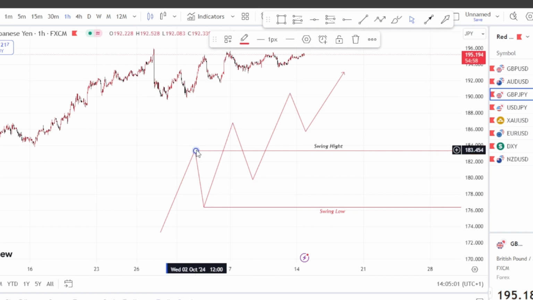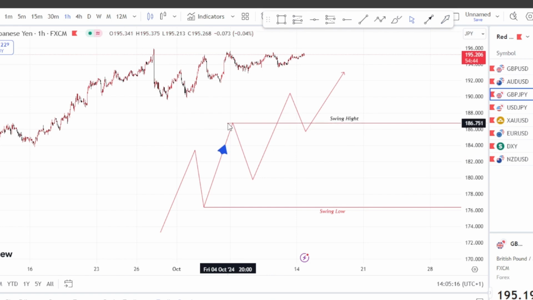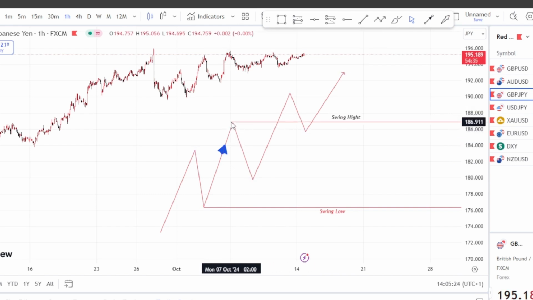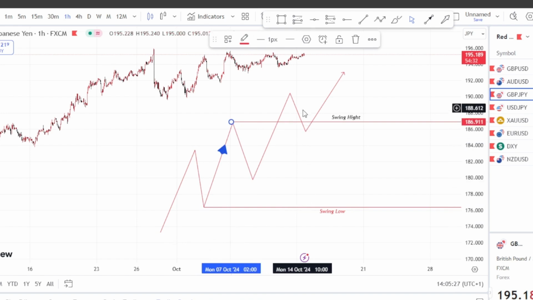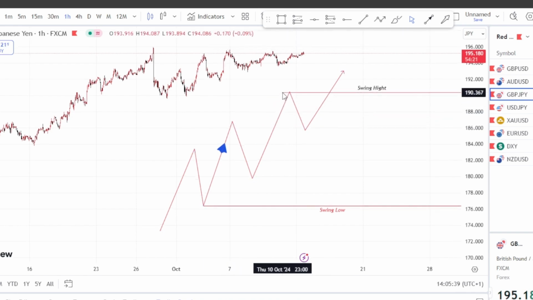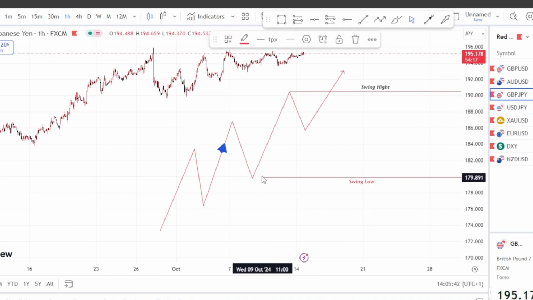If market breaks this point and creates another swing high, and then we wait till after the retracement, and if it creates another swing high, this becomes our trading range. So if this other retracement breaks this previous swing high and forms another swing high, our swing low will move to this point.